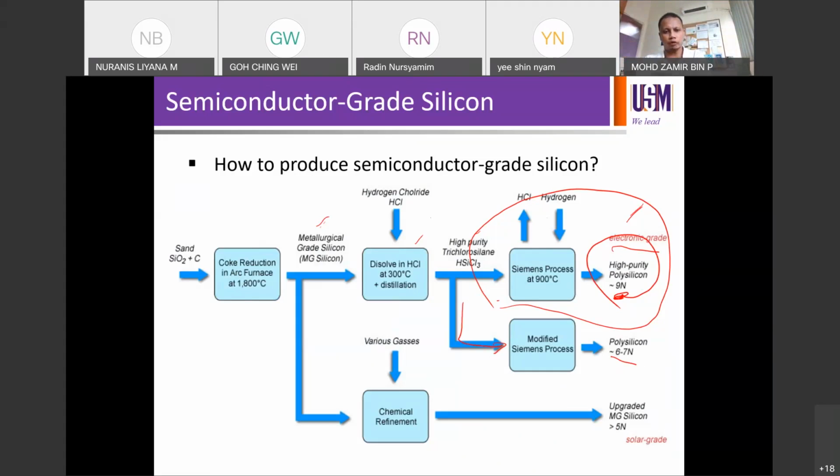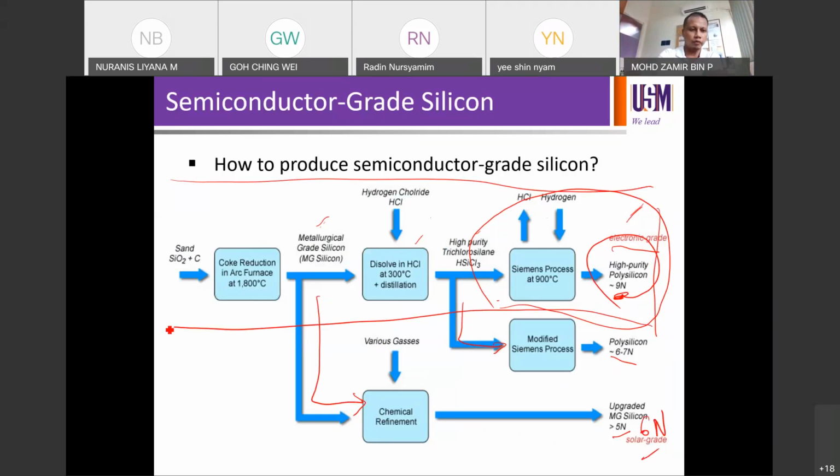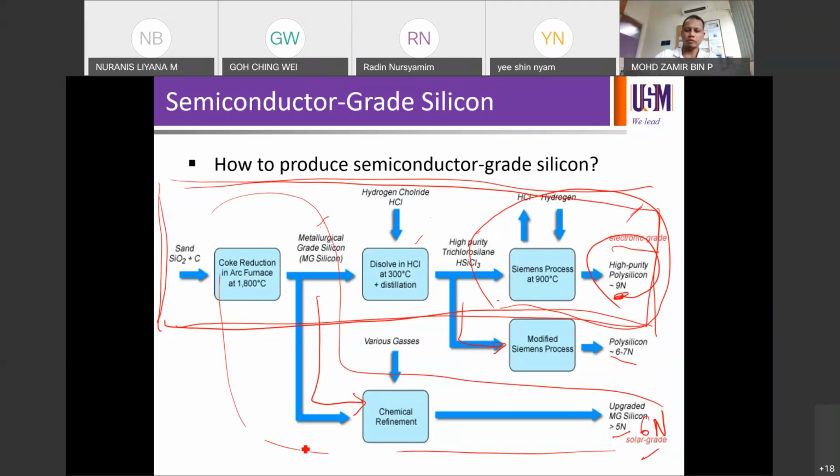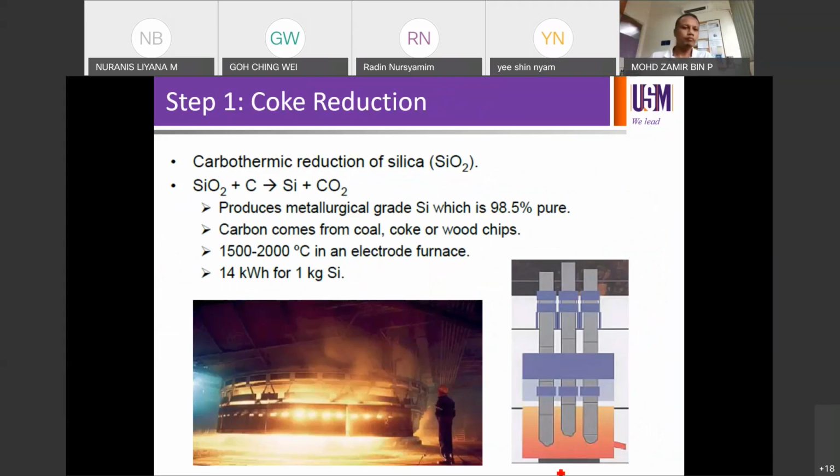If talking about solar grade silicon 5N or 6N, the MGSI can go through this route for chemical refinement in order to produce 6N solar grade. But if you talk about IC fabrication, then our concern is only this one, right? If you talk about solar cell fabrication, then it's going to be that line. Okay, so this is how it looks like for every process.